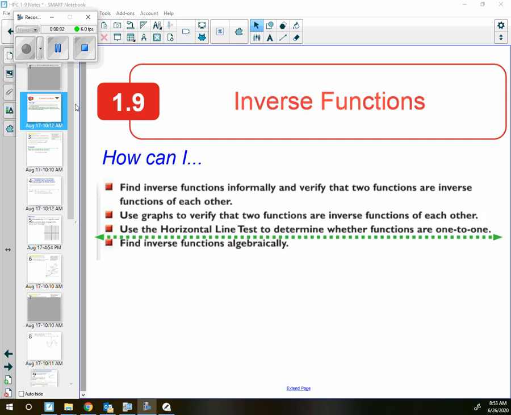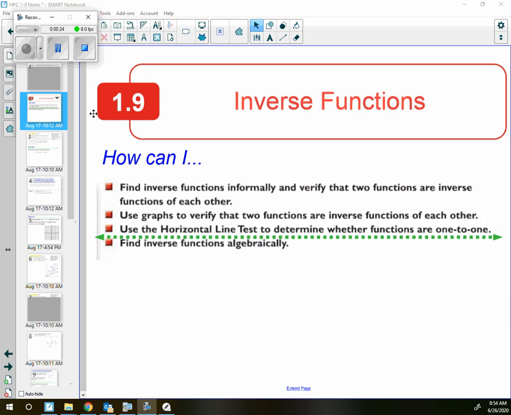Alrighty, so we're going to take a look at section 1-9, inverse functions. So talking about an inverse. Mathematics is made up of functions and their inverses, or relationships and their inverses. Every function that we have has its opposite operation, something that undoes it, or an inverse. So like squaring and square root, multiply and divide, add, subtract. It's a really common thing.